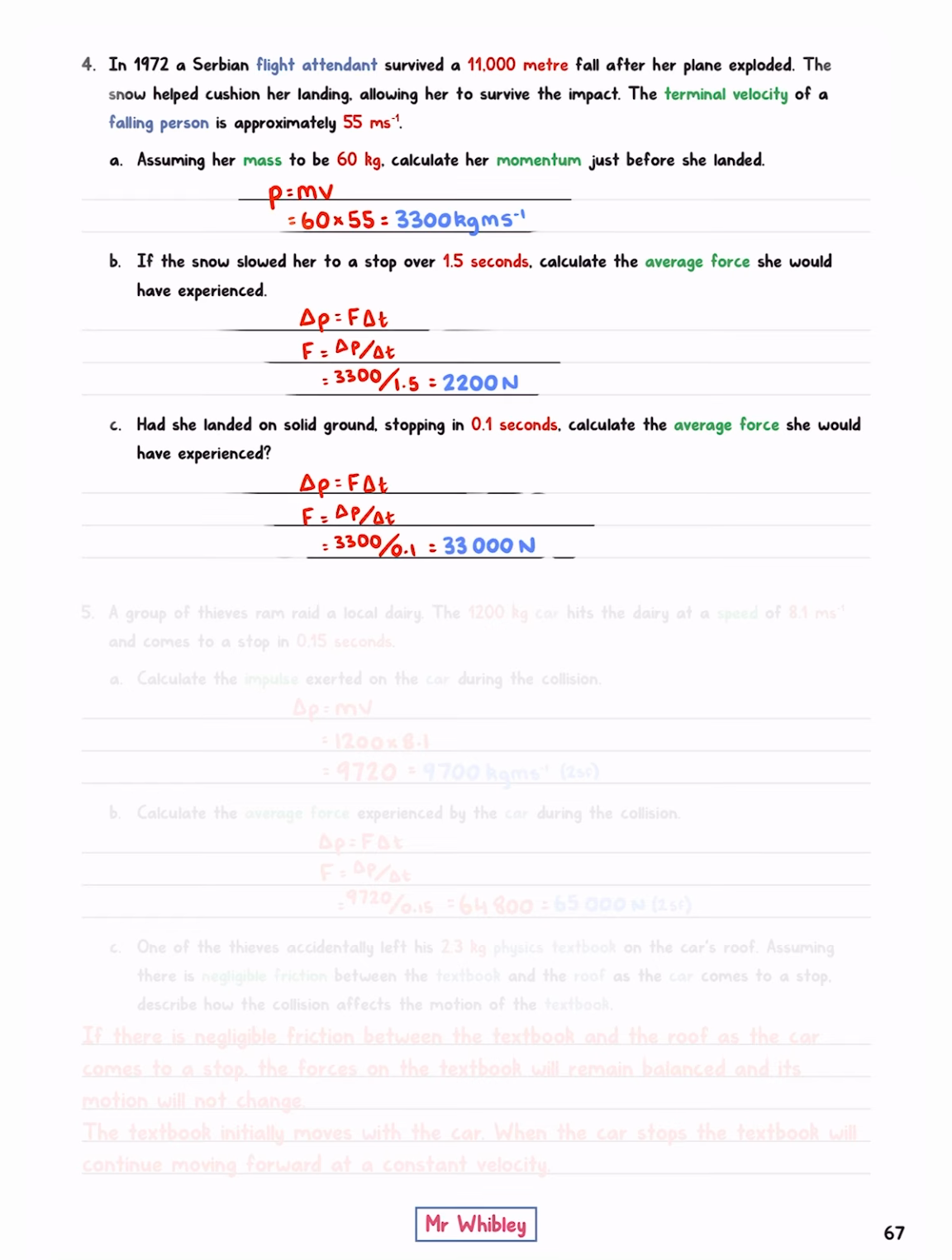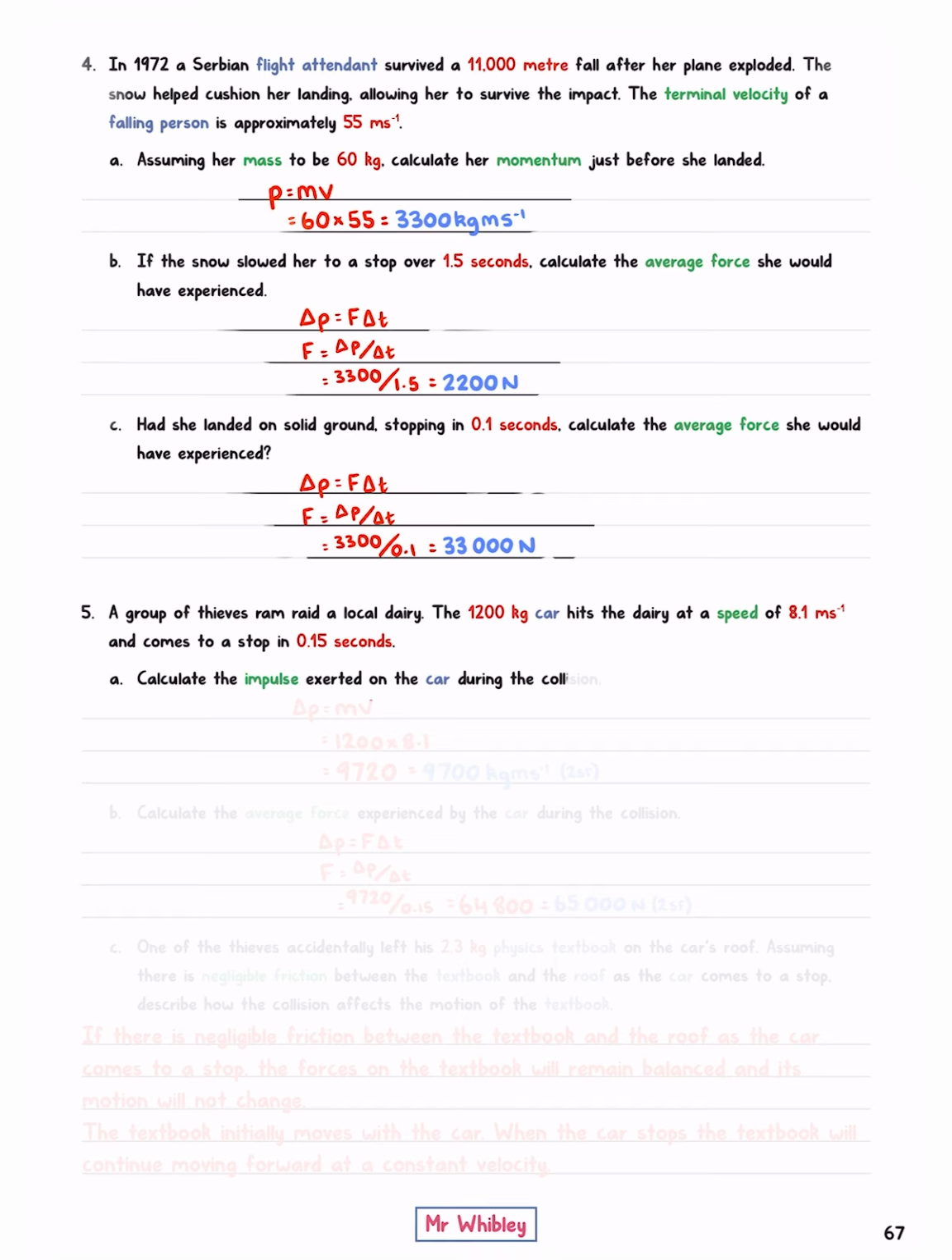Question 5. A group of thieves ram raid a local dairy. The 1,200 kilogram car hits the dairy at a speed of 8.1 meters per second and comes to a stop in 0.15 seconds. Calculate the impulse exerted on the car during the collision. Knowing that the change in momentum is mass times velocity, we know the mass and we know the change in velocity, which gives us 9,720 or 9,700 kilogram meters per second to two significant figures.